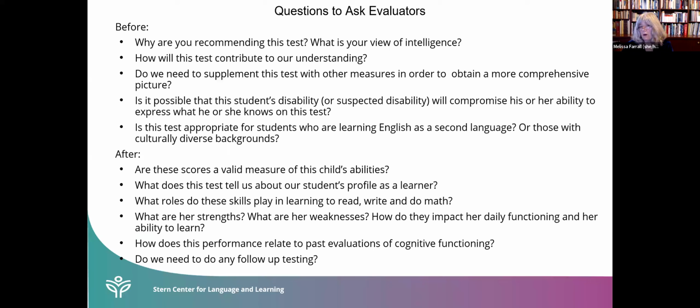And then, of course, there's a whole thing in this field about whether this test is appropriate for children with different cultural backgrounds or kids who are learning English as a second language. So can you imagine administering a test with a large verbal component to a child who is just learning English? What are we going to get? We're not going to get a measure of their ability. We're just going to get a measure of their current skill with expressive language.